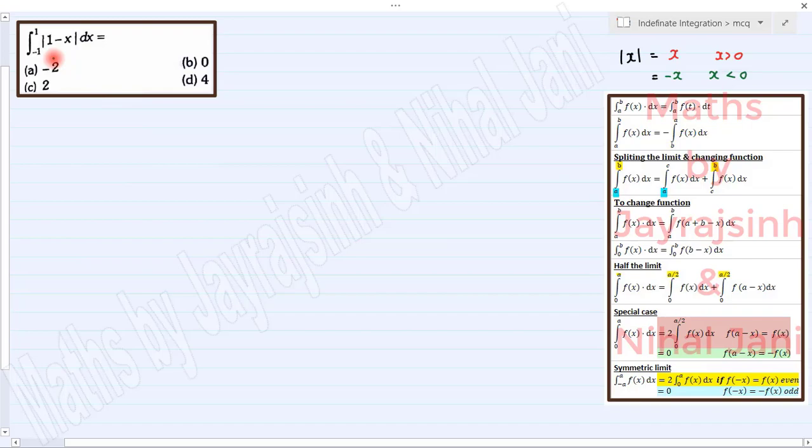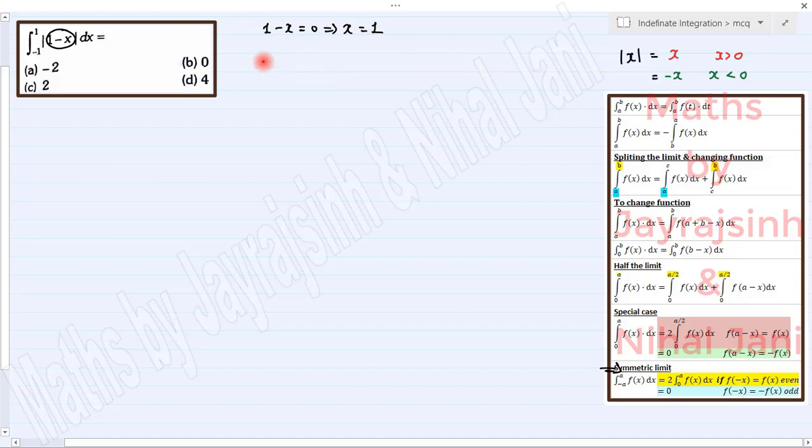Here we have to integrate mod 1 minus x from minus 1 to 1. We have symmetric limit, but if we check our function, we will get neither even nor odd. So the last property is not used over here. The function within the mod will be 0 at x equal to 1.